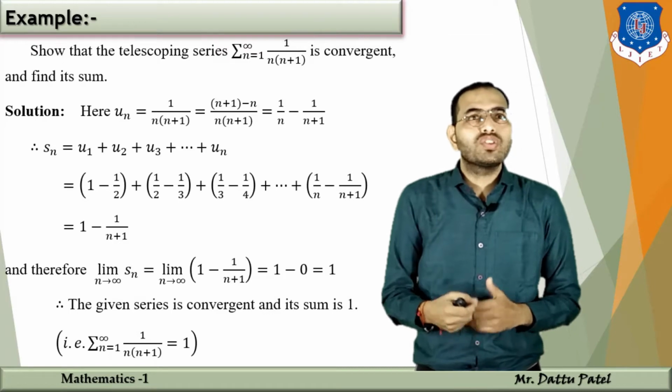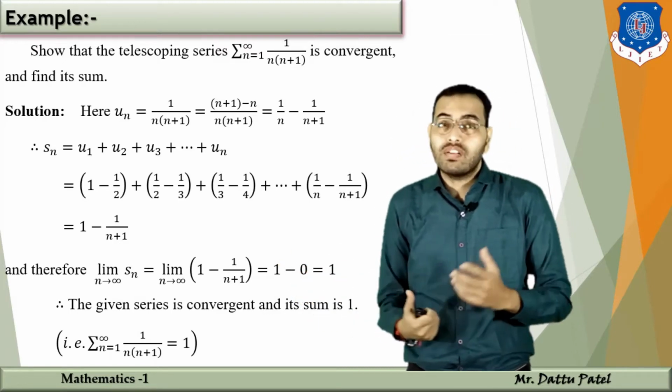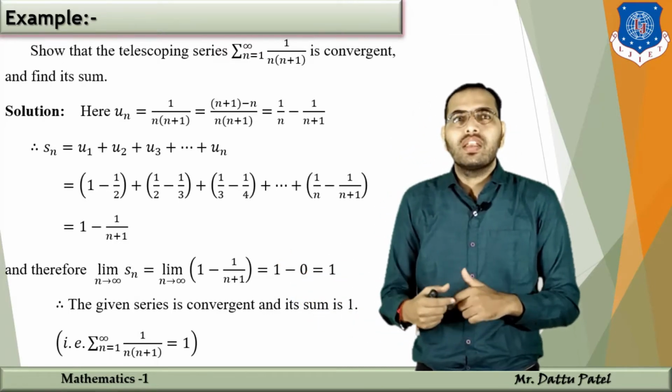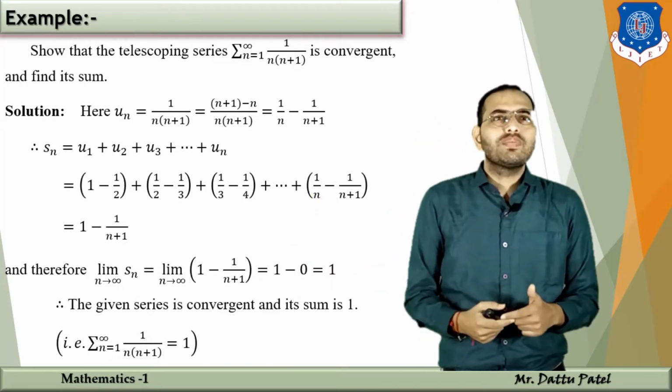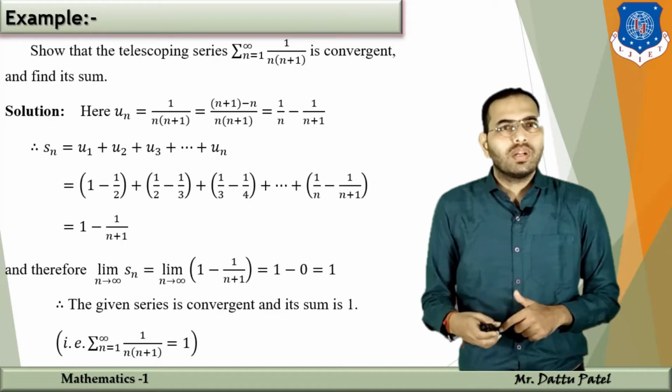Now we have to check whether the given series is convergent or not. So we apply the limit n tends to infinity to Sn, then it becomes limit n tends to infinity of 1 minus 1 upon n plus 1.